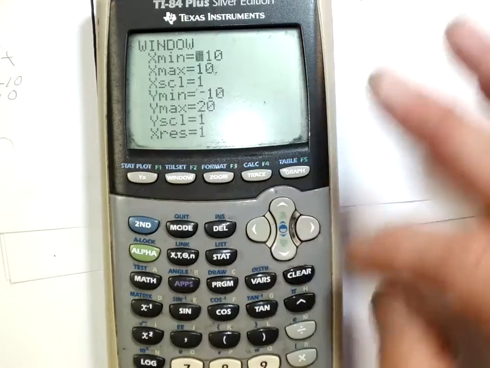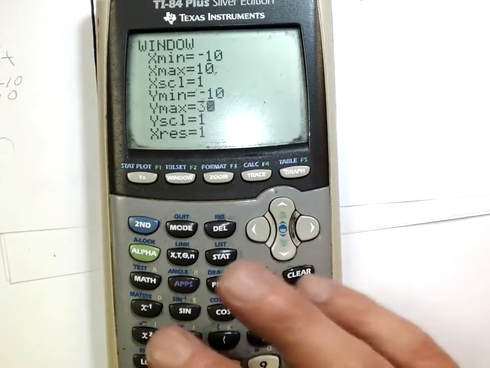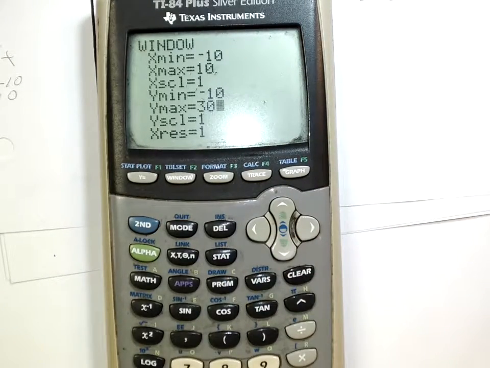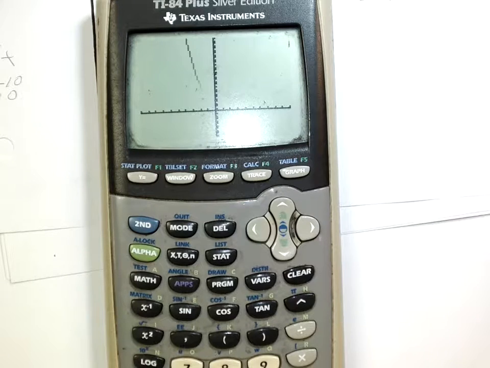Let's go to window. Let's go a little higher. Let's go to 30. 40 would work probably, right? So overshooting is never a bad thing. Does that make sense? Graph. Right? So it's 40? 30 works. 30 works. Okay.